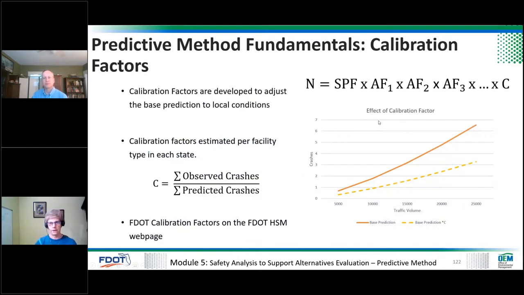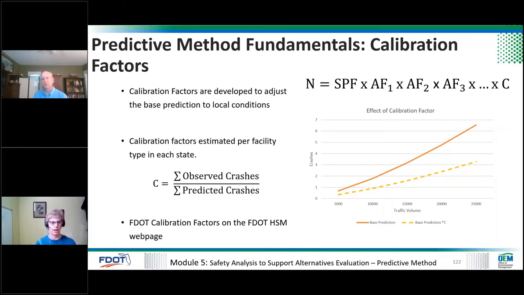Now the next step, so that's reflecting your local physical road, right? This next step is applying a calibration factor. This is to modify that base prediction to reflect things that can't be accounted for in the model. It could be weather conditions, it could be the way crashes are reported and recorded in California versus Florida. It could be driver behaviors, it could be driver demographics, but there's just differences.